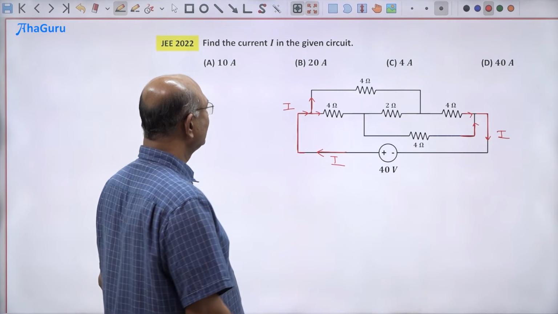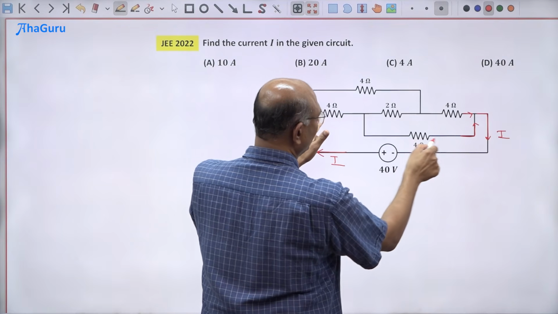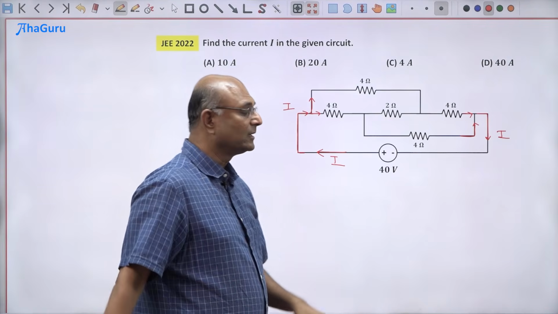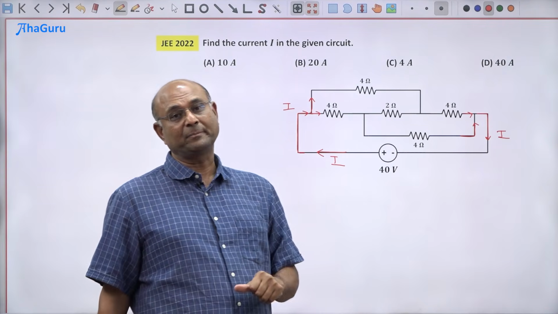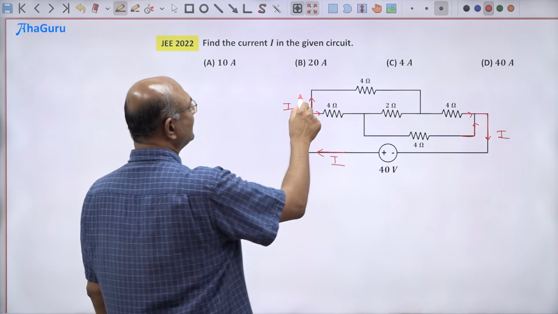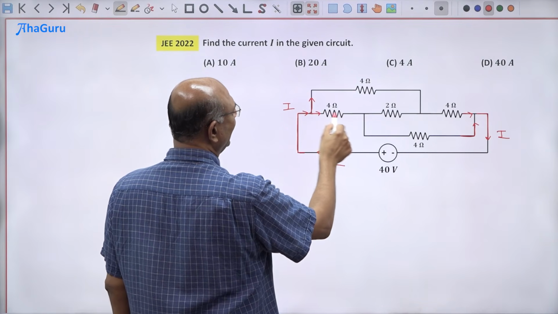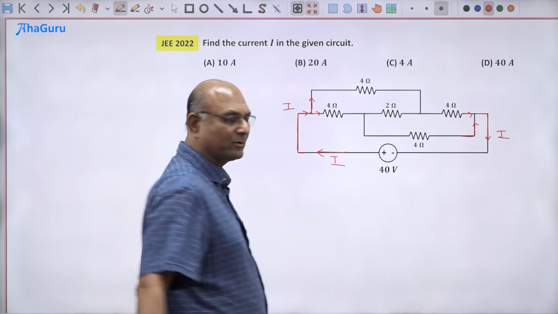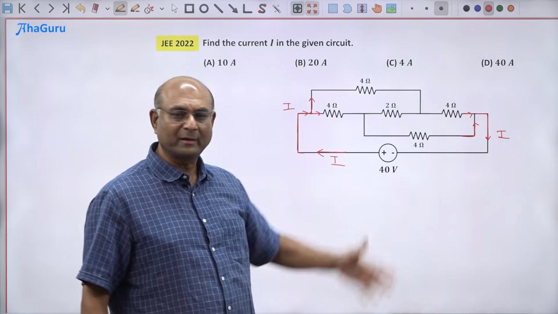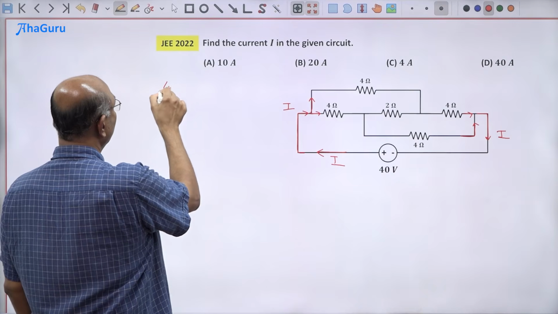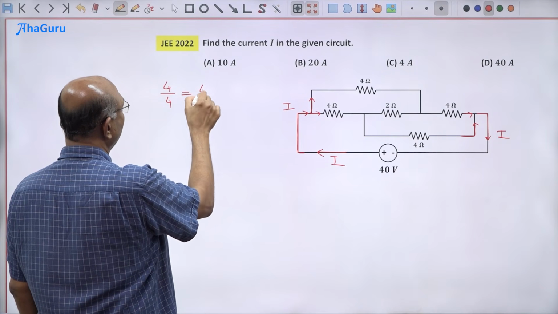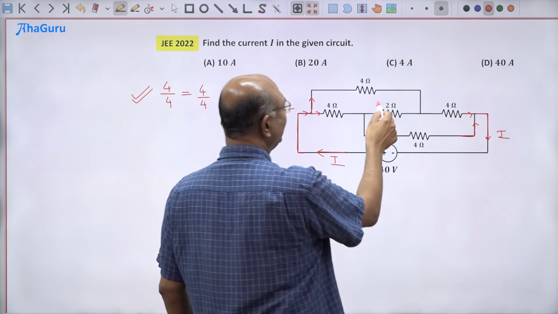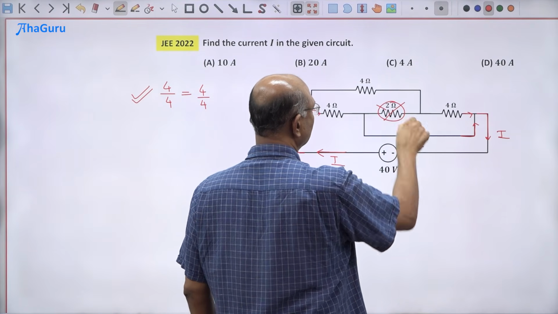So if you look at this, you can say that this is one of those rivers, this is the other of those rivers, and this is the bridge. So this 2 ohm resistance is the bridge X. And if you look at R1 by R2 on this side of the bridge, R1 by R2 is equal to R3 by R4, right? 4 by 4 is equal to 4 by 4. So this condition is satisfied, which means we can get rid of this. I can just remove it.